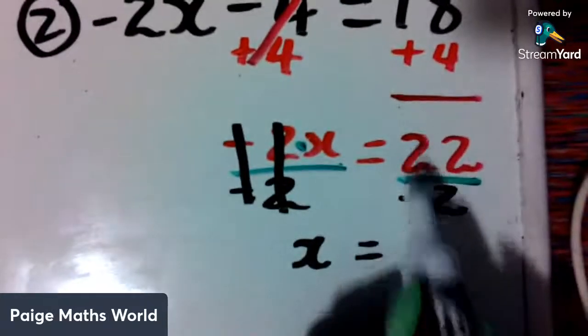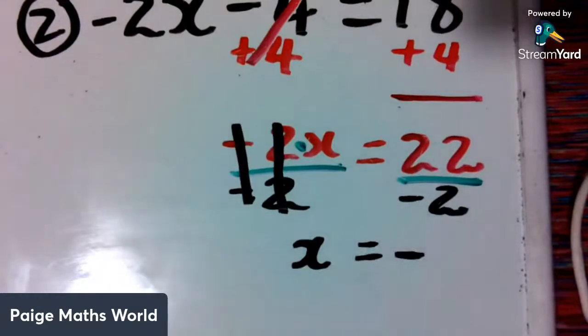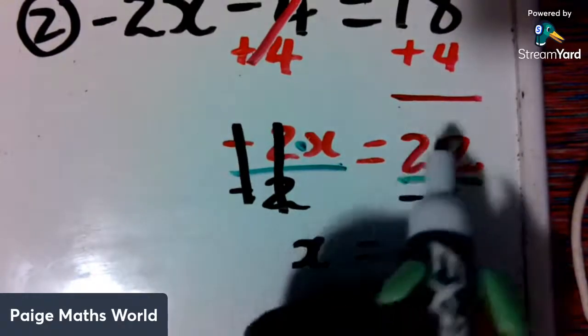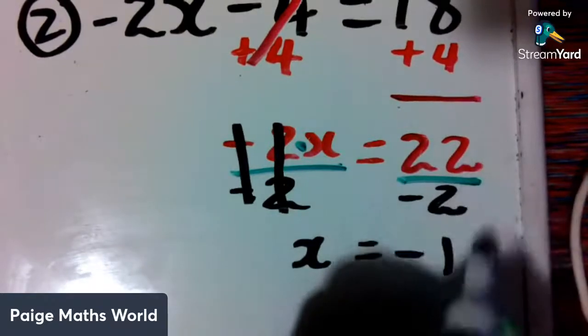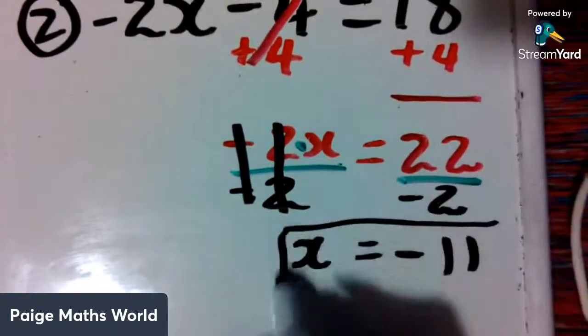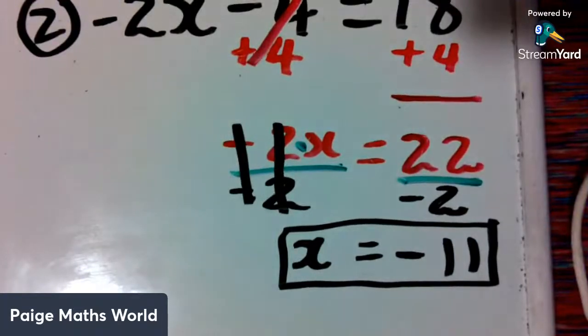Now, positive divided by negative is a negative. So your answer will have to be a negative number. And so 22 divided by 2, 2 into 2 goes 1, 2 into 2 goes 1. And so x is equal to negative 11. Who got that? Who got negative 11? Let us see. Anybody? Again, remember, guys, x is equal to negative 11.